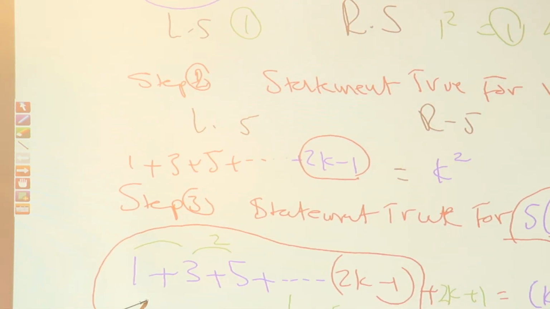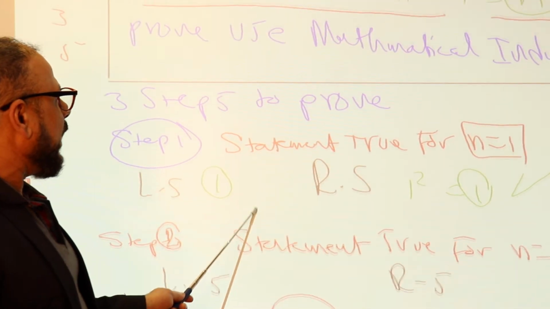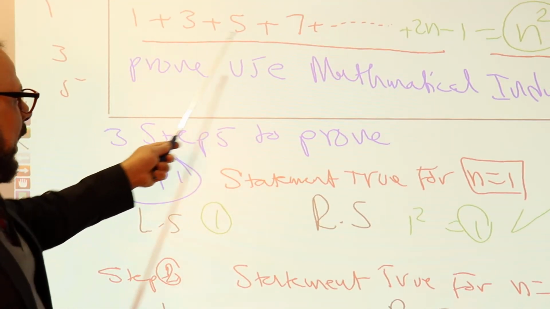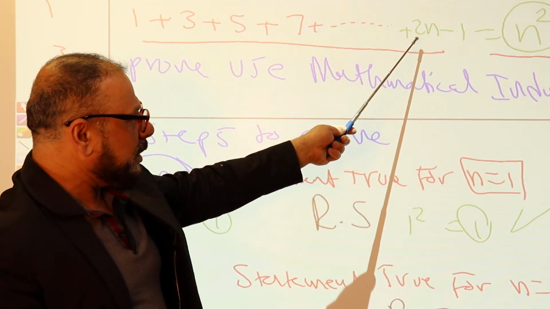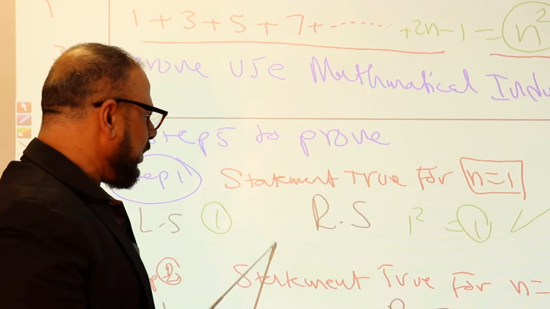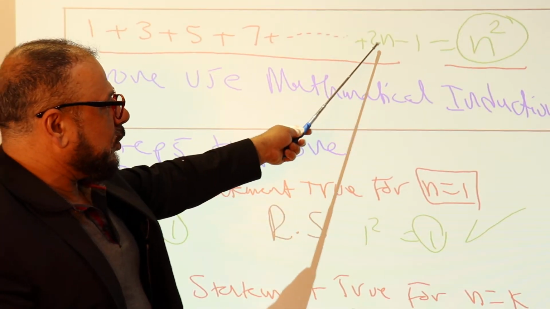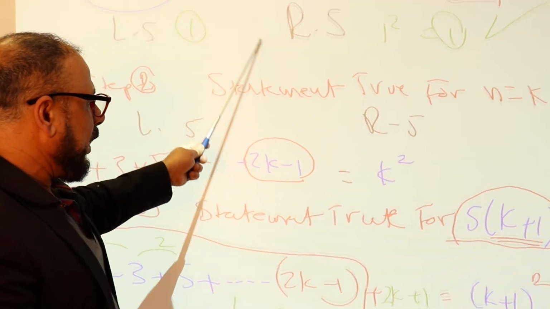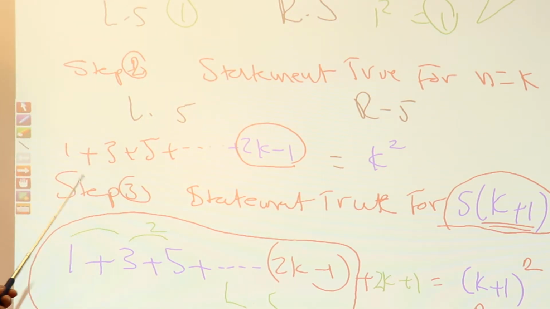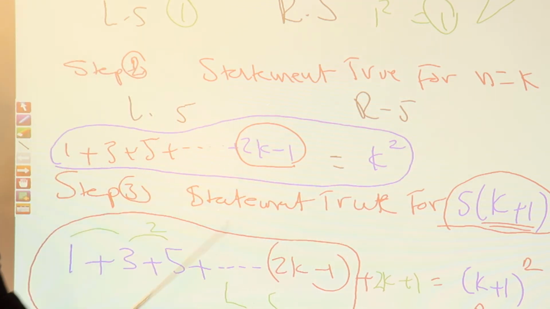Now, what we did, the first step, we prove it for n equals 1, for the left side and the right side. Left side, we only have 1. Or you can plug in: 2 times 1 is 2, minus 1 is 1. Right side, 1 squared is 1, good. For n equals k, you change n to k. We have 1 plus 3 plus 5, and so on, equals k squared. This is the left side and the right side.